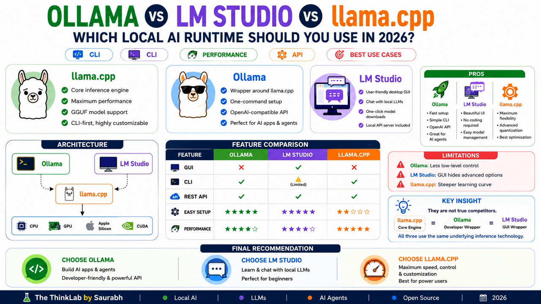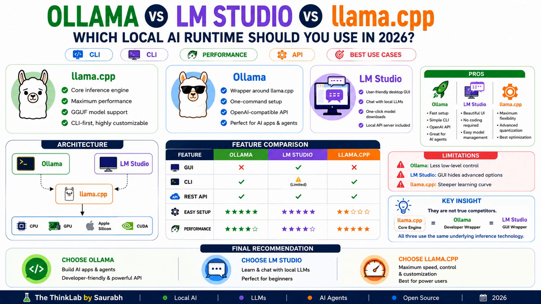Now let's discuss LM Studio. LM Studio is also built on top of llama.cpp, but instead of focusing on developers, it's focused on everyday users. Its biggest strength is the graphical interface, right? You don't need to remember terminal commands. You simply open the application, browse the available models, download one with a click, and start chatting immediately. LM Studio also lets you run a local API server, so developers can still connect applications to it. If you are new to local AI, or you prefer clicking instead of typing commands, LM Studio is an excellent choice.